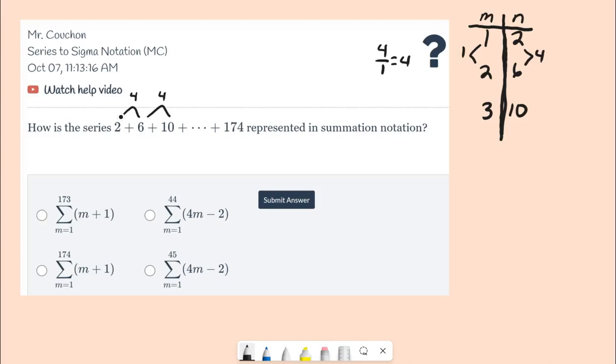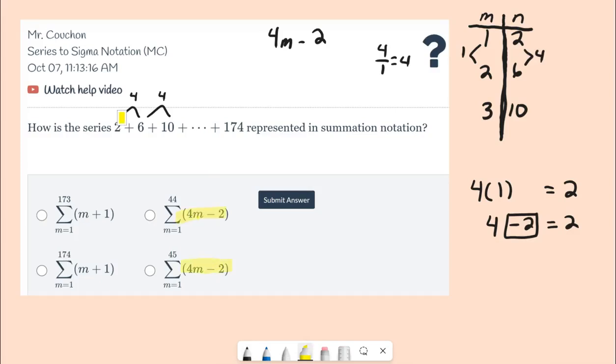So let's just look at the first one. We got 4 times 1, and it's going to give us an output of 2. What do we do to 4 times 1 to get that output of 2? Well, that would of course be 4, and then we'd have to subtract 2 to get down to 2. So that means we are multiplying our m value by 4 and subtracting 2. There's 2 here that have that equation. The other 2 do not, so we just get rid of them.